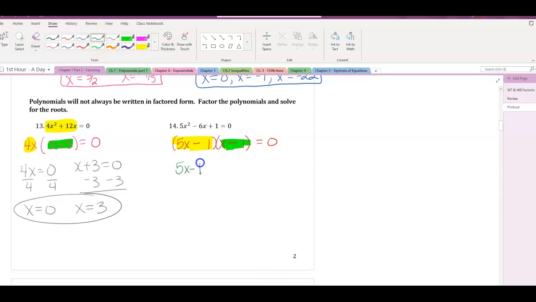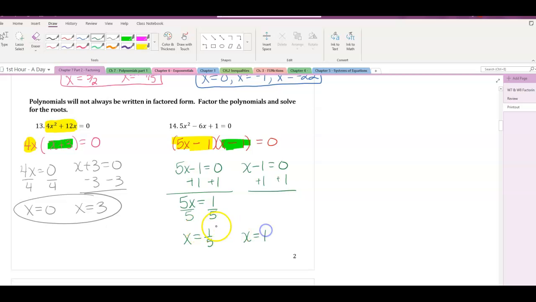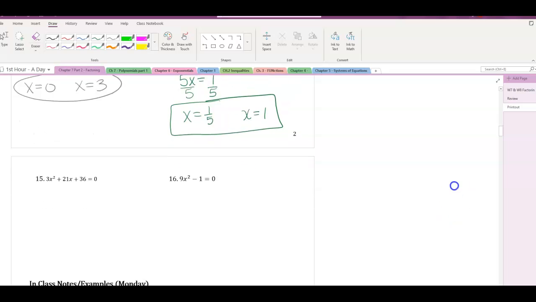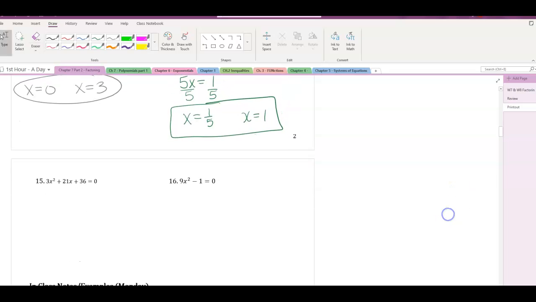I'm going to set them equal to 0. 5x minus 1 equals 0, and x minus 1 equals 0. And I'm going to solve. I get 5x equals 1. Divide by 5, I get 1/5 as one of my answers. And when I add 1 over, I get x equals +1 as one of my answers. 2 more. Number 15, it is set equal to 0.